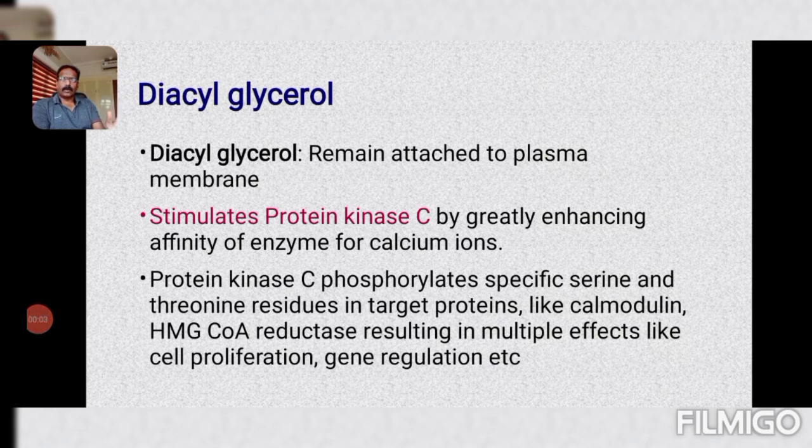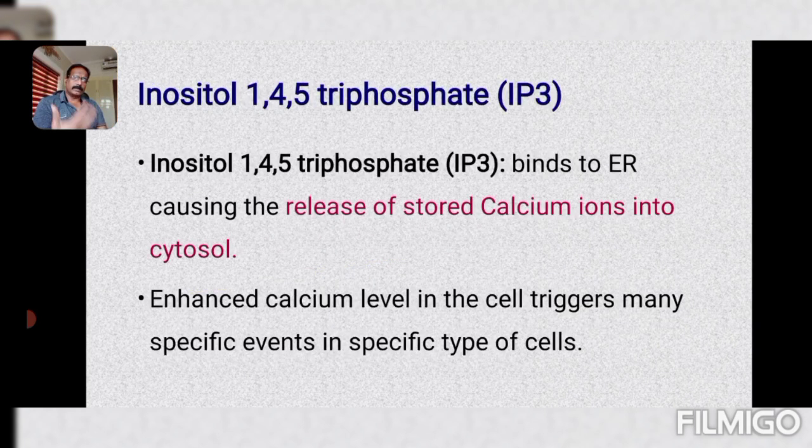Here, diacylglycerol stimulates an enzyme, protein kinase C, and the stimulated protein kinase C phosphorylates serine and threonine amino acid residues in certain proteins like calmodulin, which bring about a number of effects like cell proliferation, regulation of gene expression, etc. So this is diacylglycerol. And what inositol triphosphate does, we have already seen: it releases stored calcium ions into the cytosol. And these released calcium ions will have a variety of functions.